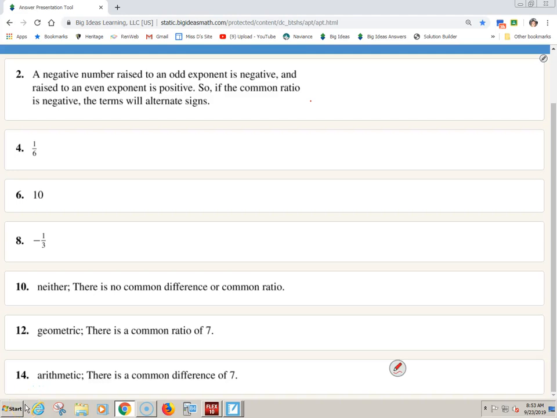Multiplication could be like no common differential ratio, or what is the ratio, or what is the difference, right?